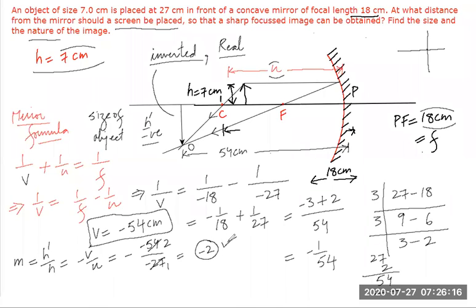Hamza, please explain the meaning when magnification is minus 2. What does it mean? There are two things. One is magnitude of M. The magnitude of M is 2. And value of M is minus 2. So what does minus sign indicate? I want to know. And what does this 2 indicate? Any student can explain.